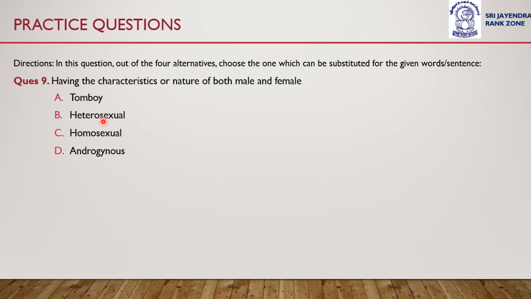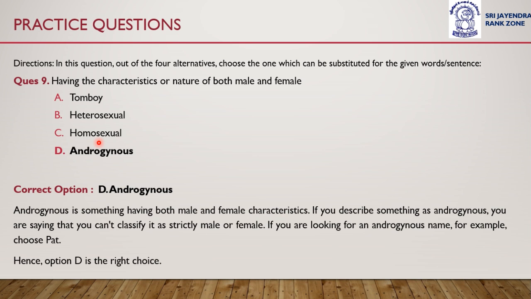Option B, heterosexual, is used for people who are attracted to people of another sex, male or female. So heterosexual cannot be used for characteristics or nature of both male and female. Similarly, homosexual is also incorrect. Therefore, the answer is androgynous. Androgynous is something having both male and female characteristics.